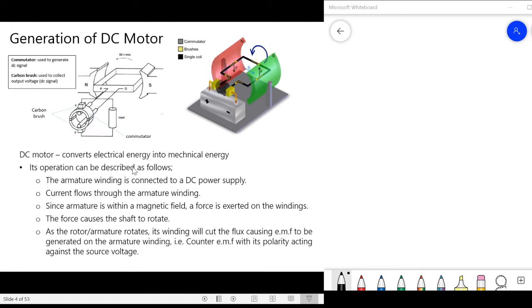DC motor convert electrical energy into mechanical energy. Its operation can be described as follows. Okay, so this is the concepts of DC motor. Nampak ni? Commutator process, you belajar dalam fizik, you ada north and south. So commutator used to generate DC signal. Carbon brush used to collect output voltage DC. So you ada F, B and I. F is stand for force, B is stand for magnetic flux, I is current. So bila you bagi magnetic flux sentiasa ada, bila you bagi force, dia akan potong flux magnet, so current akan terhasil. So maksudnya force adalah mechanical energy, you akan dapat electrical energy, generator lah, kan?